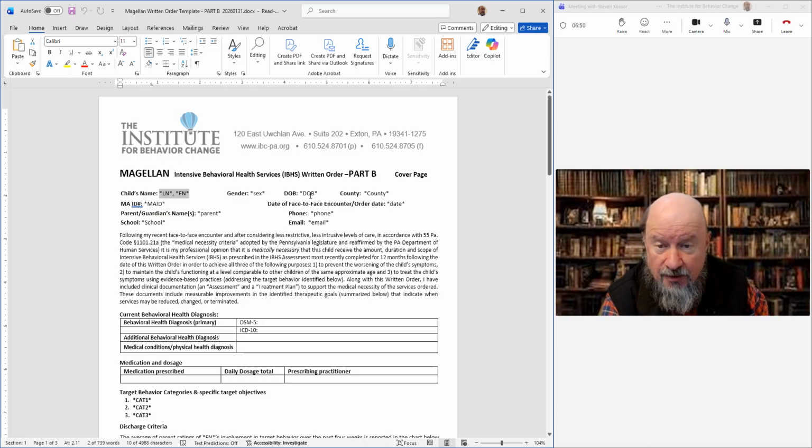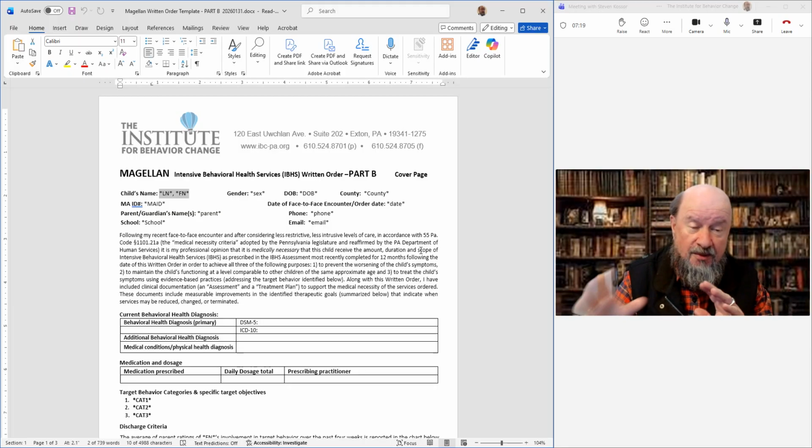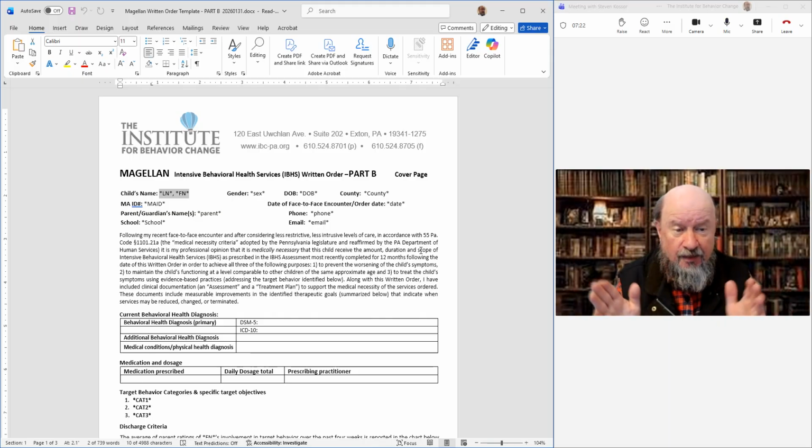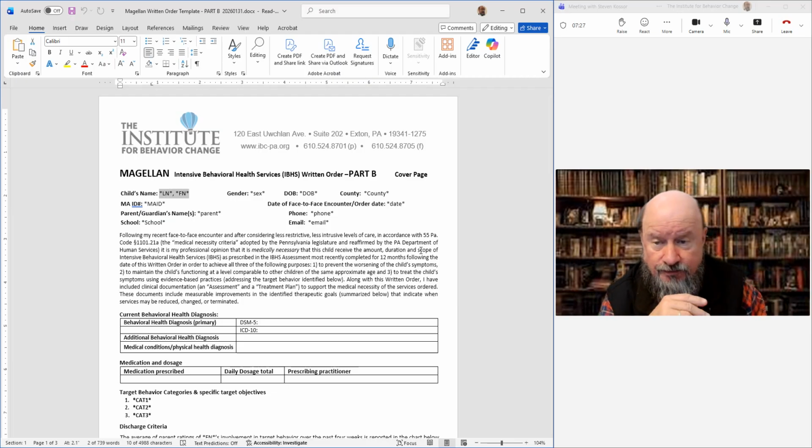Gender is obviously male or female for the purposes of this filing. There may be other developments in the future, but right now the state is recognizing either of those two options. Date of birth is presented in MMDDYYYY format. The county, we have to identify the county, not just the insurance company that they work with, because different insurance companies work with different counties, and we have to make sure that everything matches. So by all means, include the county.